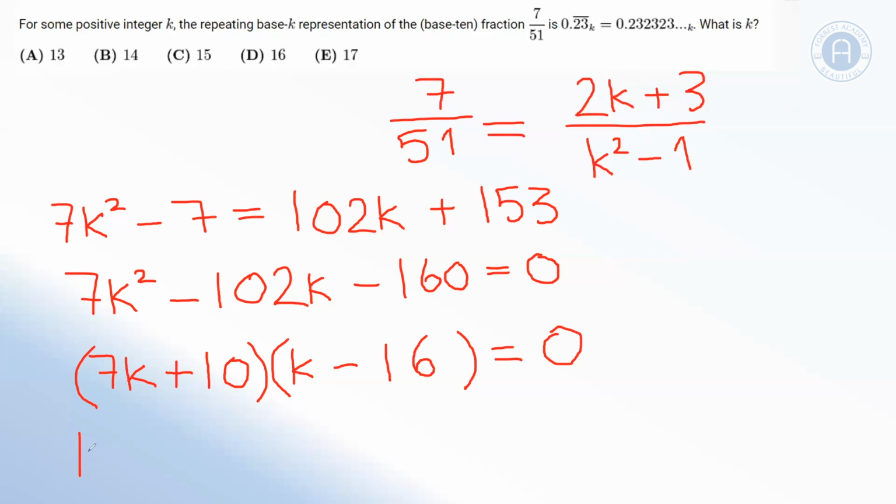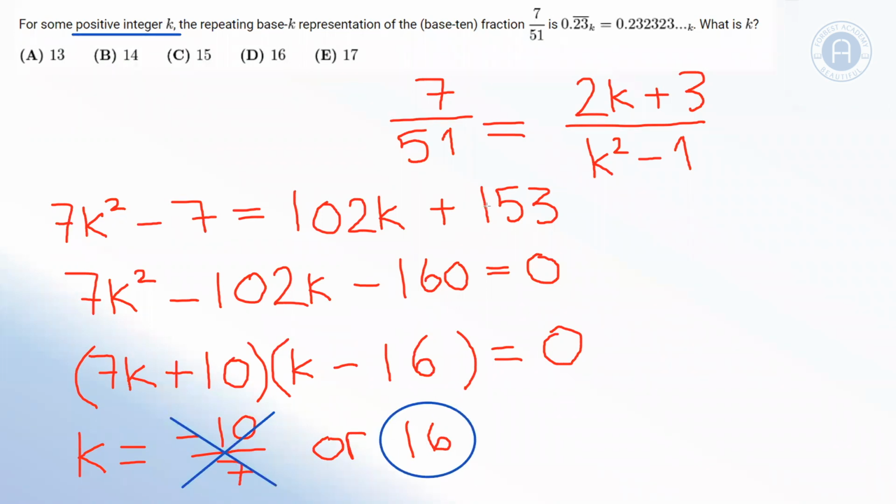If this equals 0, k must equal negative 10 over 7 or positive 16. We've been told in the question that k is a positive integer, so negative 10 over 7 cannot be a solution. Our solution for k is going to be 16, which is our answer D.